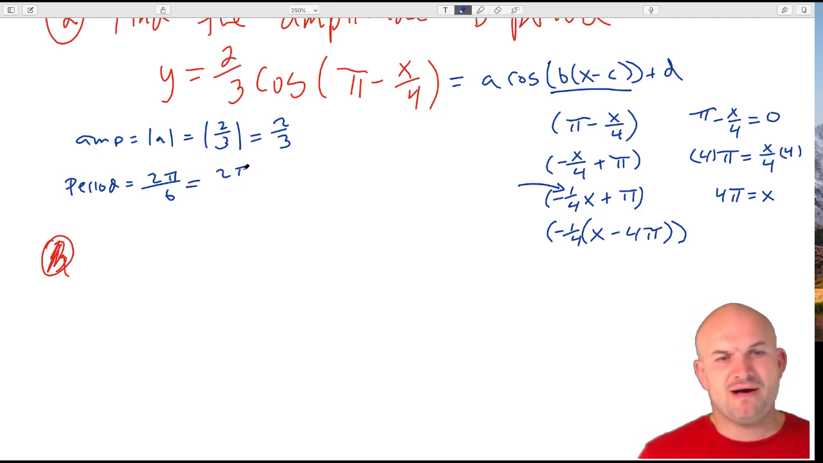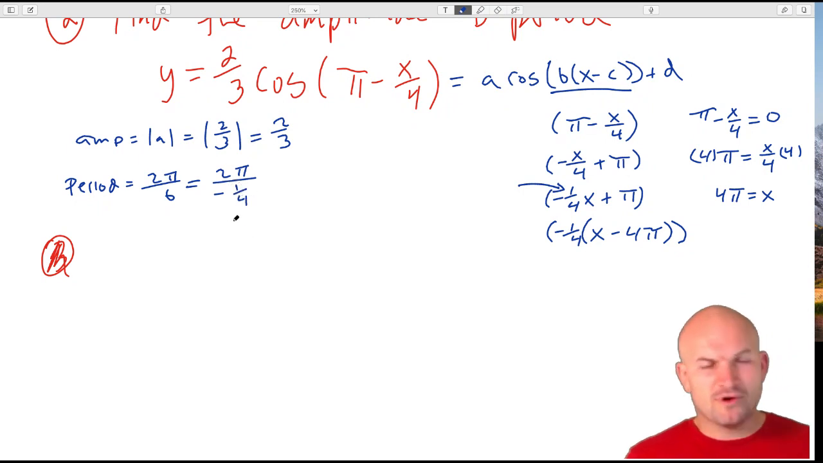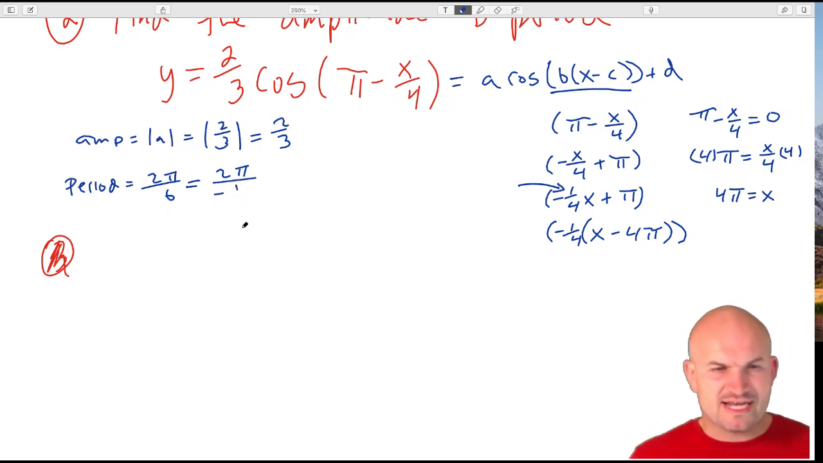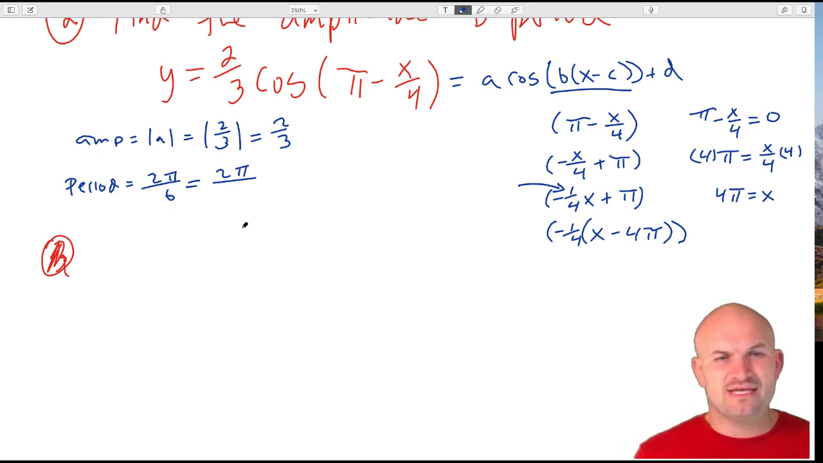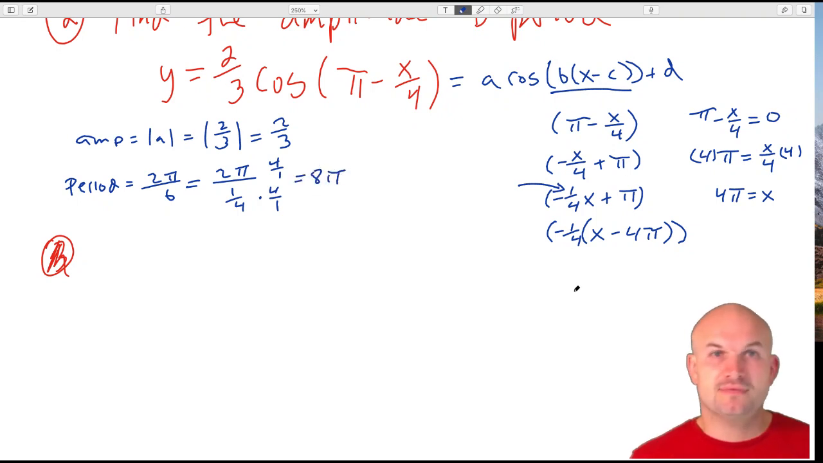So anyways, we have 2 pi divided by a negative 1/4, and actually the negative, we don't need to include the negative because period is just a length, so negative doesn't really make sense in the context of it. So therefore this multiplied by the reciprocal, and therefore we get 8 pi. And there you go.